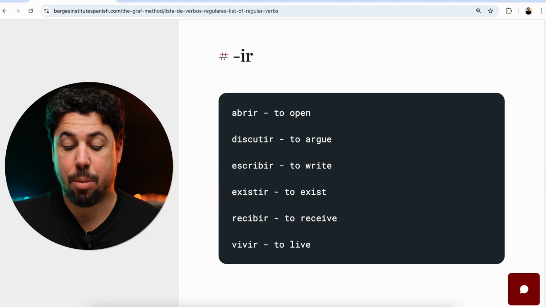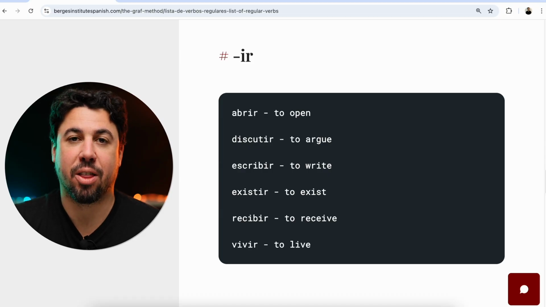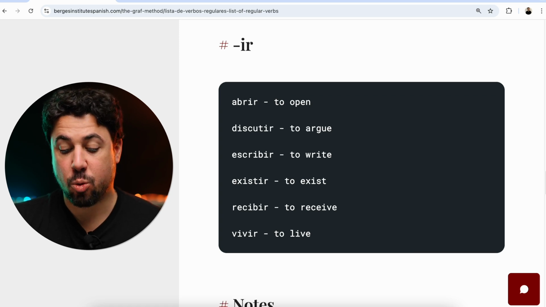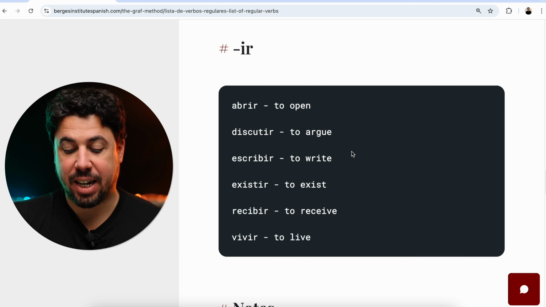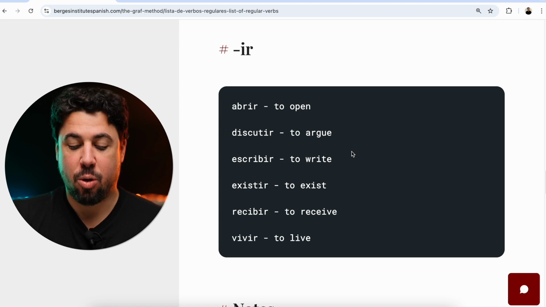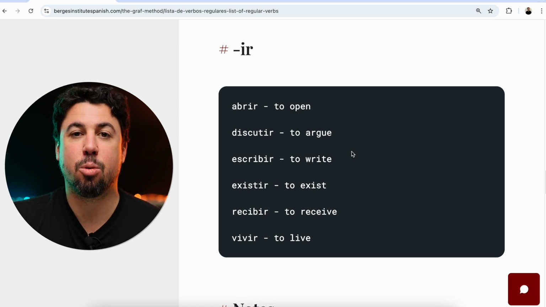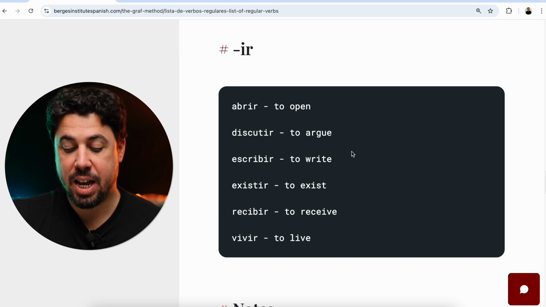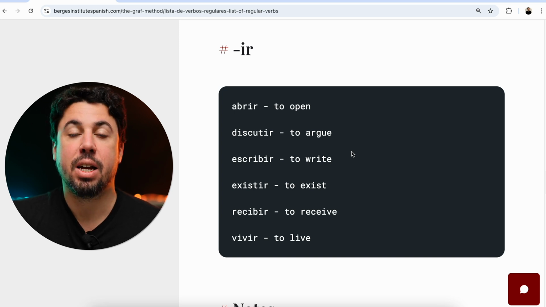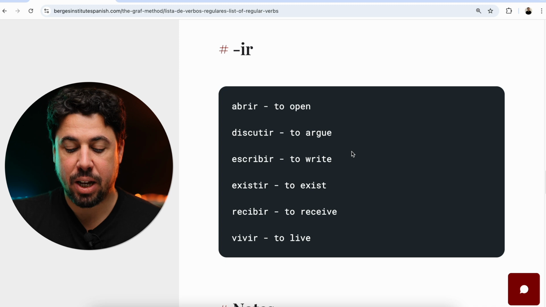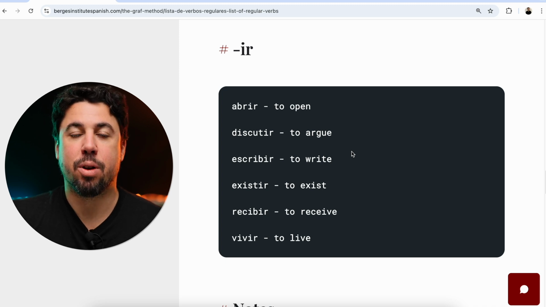So here are some verbs ending in IR. We have abrir, to open. How do we conjugate it in the present tense? Abro, abres, abre, abrimos, abrís, abren. Discutir, to argue. Escribir, to write. How do we conjugate it in the present tense? Escribo, escribes, escribe, escribimos, escribís, escriben. Existir, to exist. Recibir, to receive. And vivir, to live.